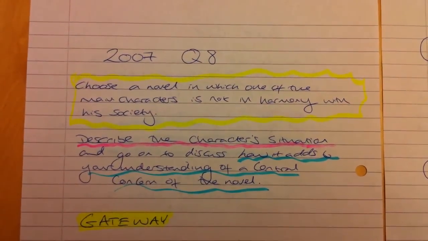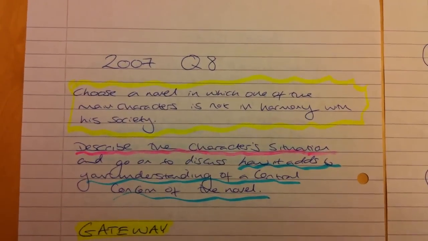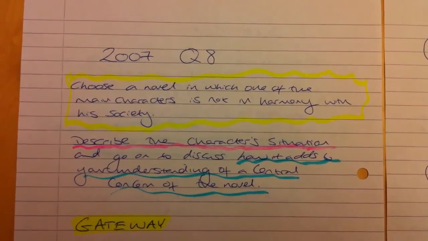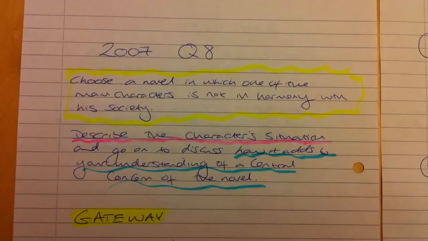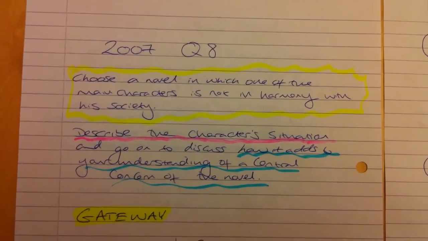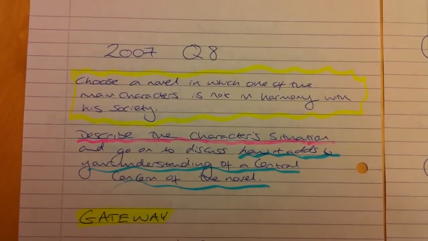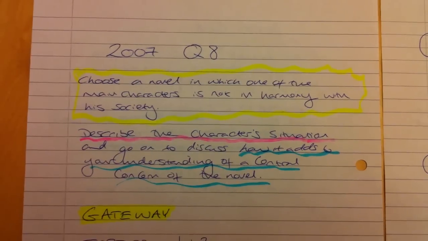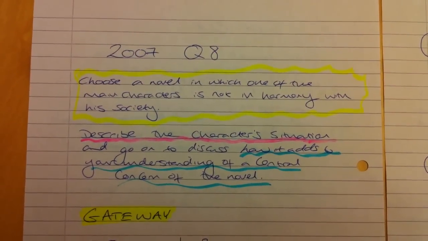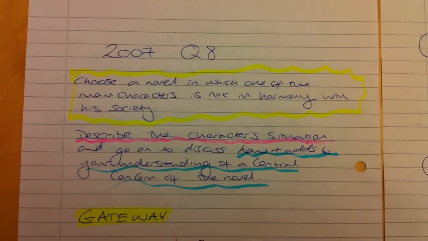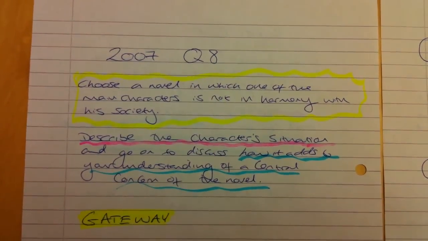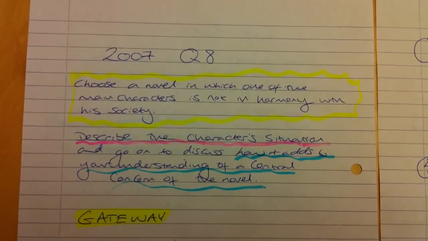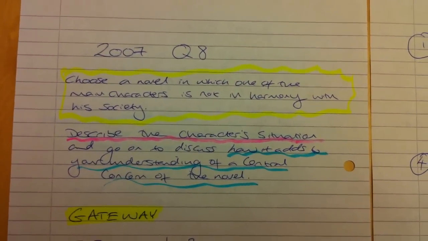And what I'm going to suggest to you today is to divide it into two parts. So you'll see that I've got two parts underlined. The first part is describe the character's situation. The second part, how it adds to your understanding of the central concern of the novel. By dividing it up this way, it gives you two separate ideas to concentrate on.